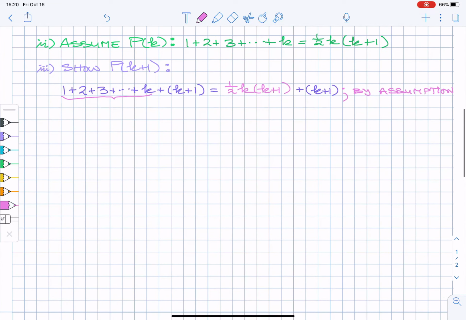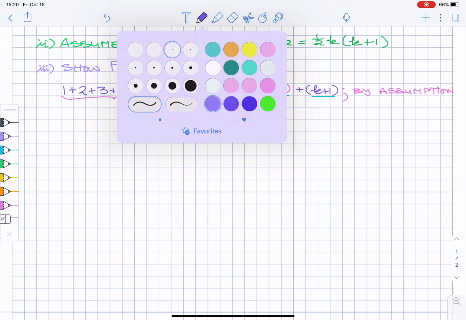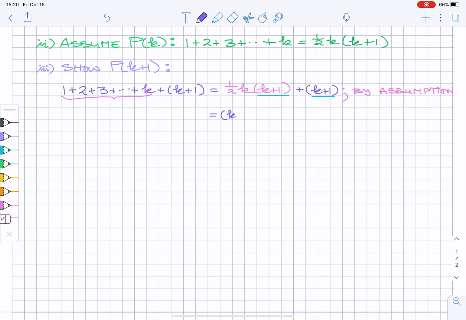Okay, so let's look at this. What do we have? Looks like I have a k plus 1 common to both terms. So let's go ahead and factor that out. So I'll have a k plus 1. Don't know if that'll help, but let's see. When I factor that out, from the first term, I'm left with 1/2 k, and from the second term, I'm just left with 1.